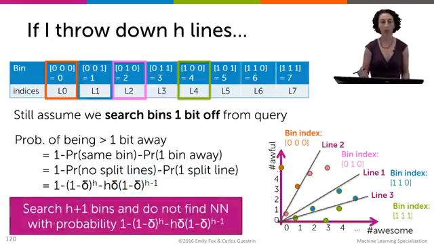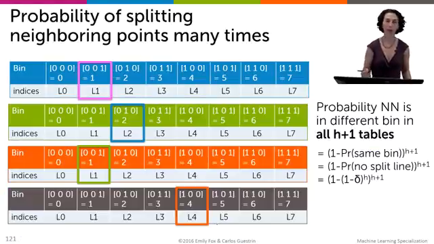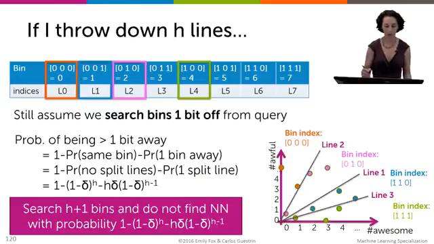So in summary, we're going to search h plus 1 bins and not find a nearest neighbor with probability 1 minus delta to the h minus h delta 1 minus delta to the h minus 1. Okay, well now let's consider the alternative using multiple hash tables. So again, just to keep the number of comparisons the same, remember that if we throw down h different lines and we search the query bin and all the bins that are 1 bit off, we're going to end up searching h plus 1 bins.